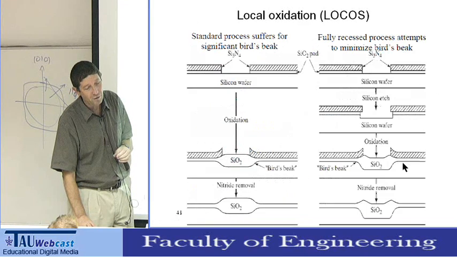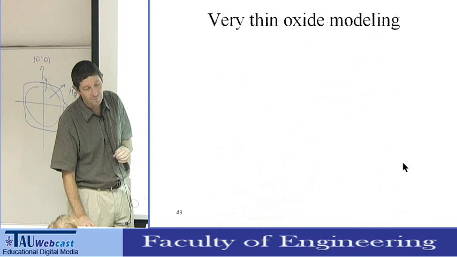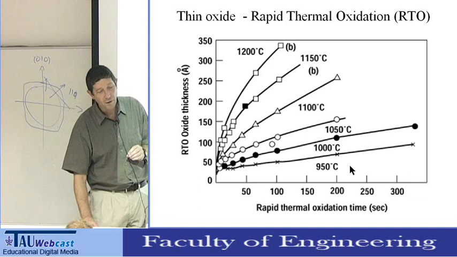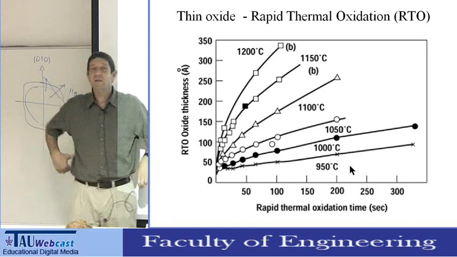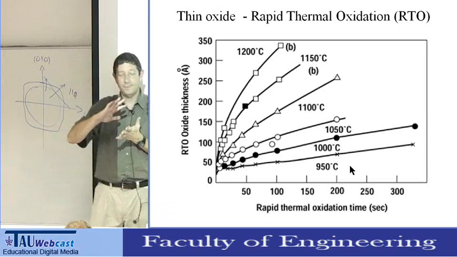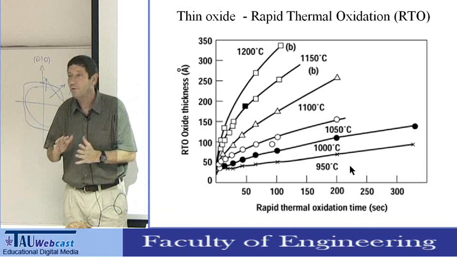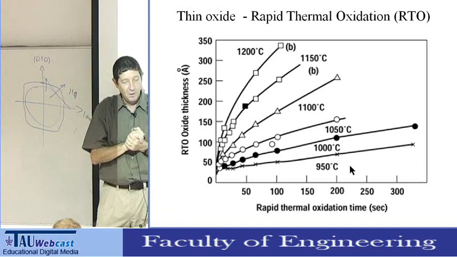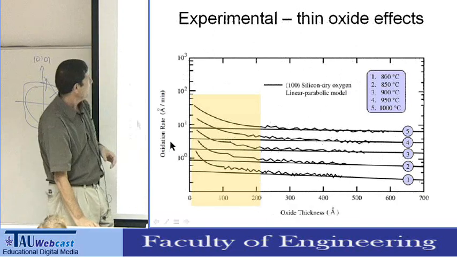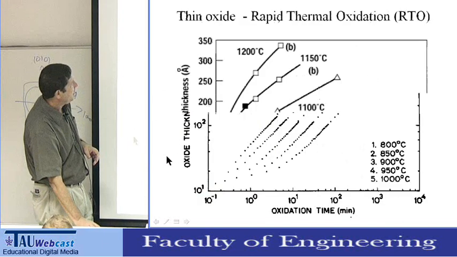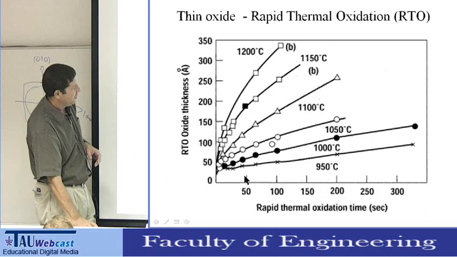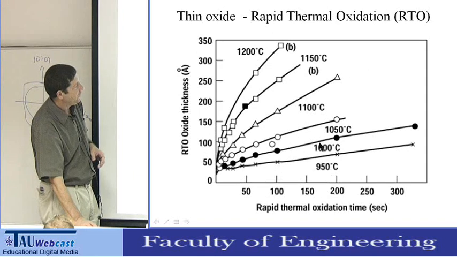So I have here some slides about the local oxidation, which I skip. And I will finish with one interesting fact. All the models I described to you before are good for oxides thicker than about 20 or 30 angstrom. If you want to grow a really thin oxide, you have the following fact. These are plots of oxidation versus time. This is 950, 1000, 1050.